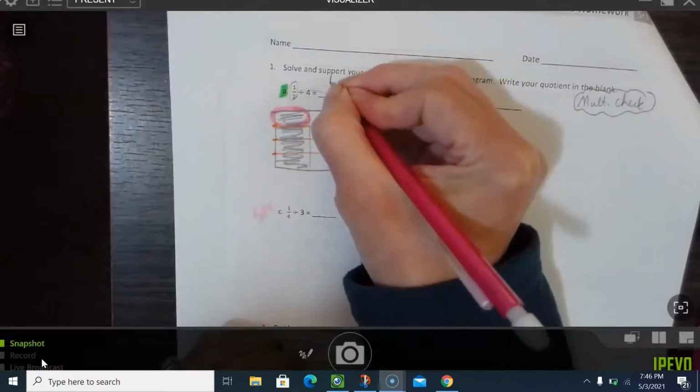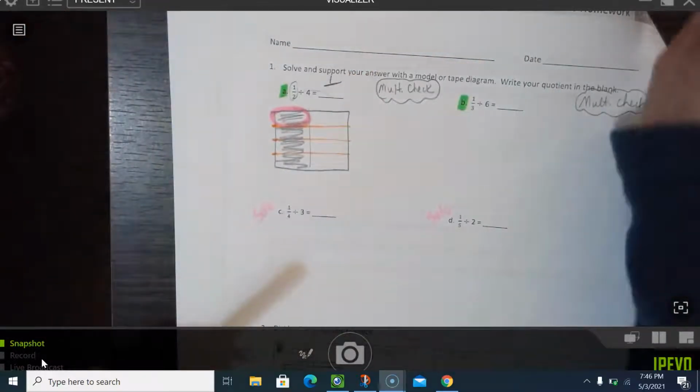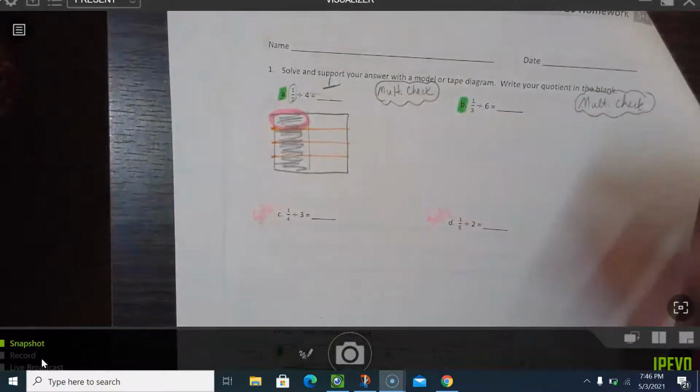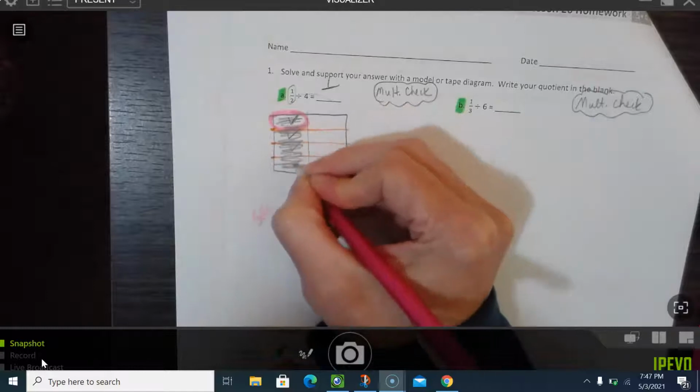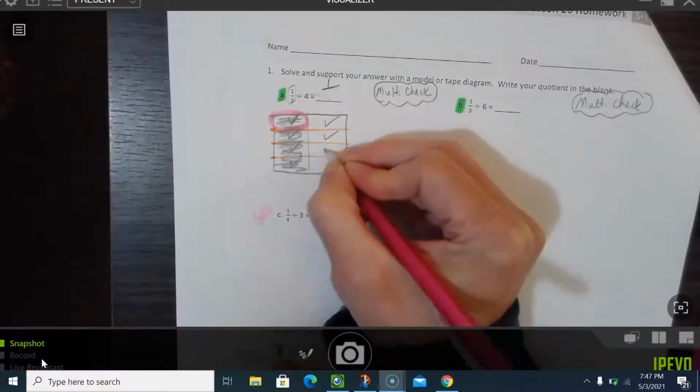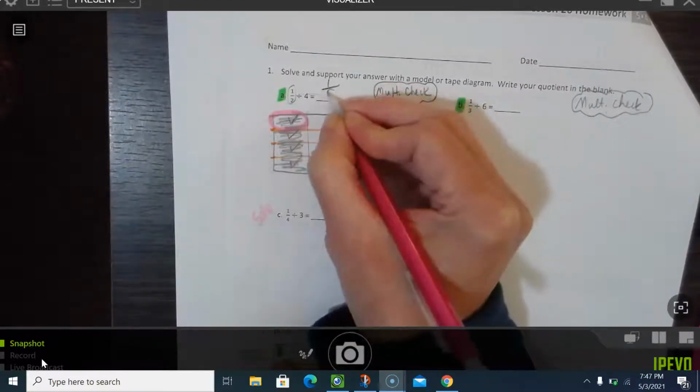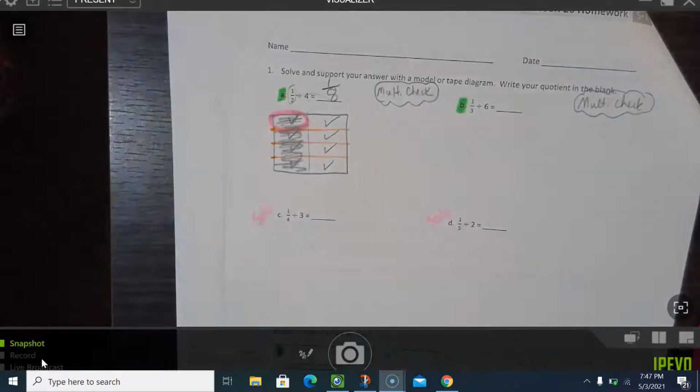So 1 is my numerator out of how many total pieces? And I like to put little check marks. 1, 2, 3, 4, 5, 6, 7, and 8. So my answer is 1/8.